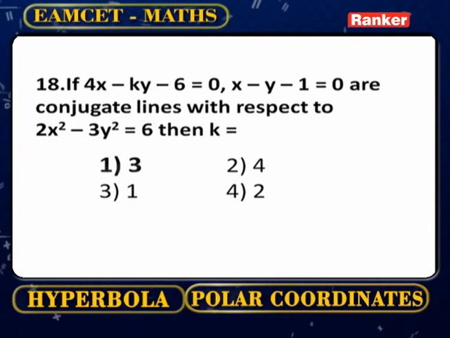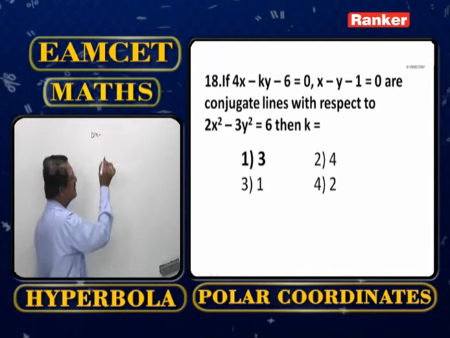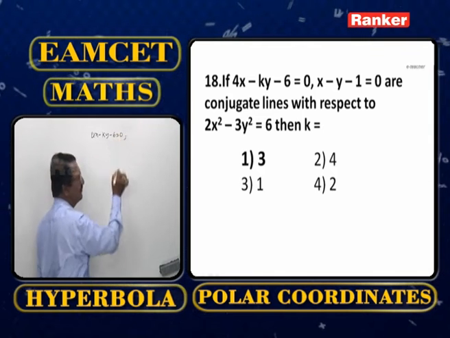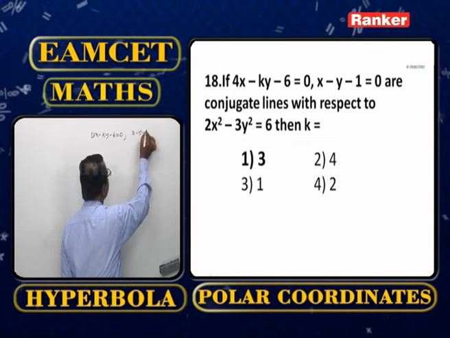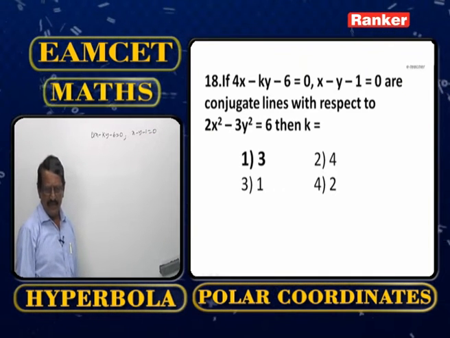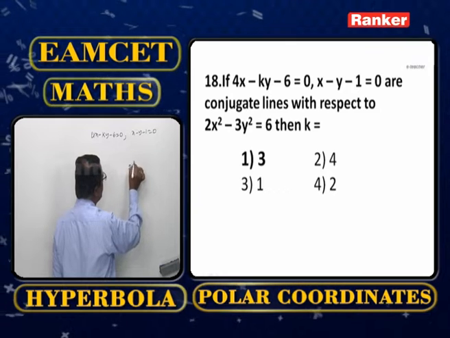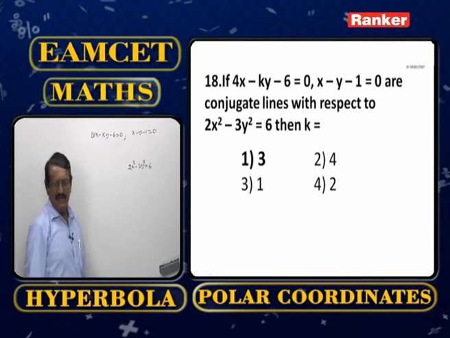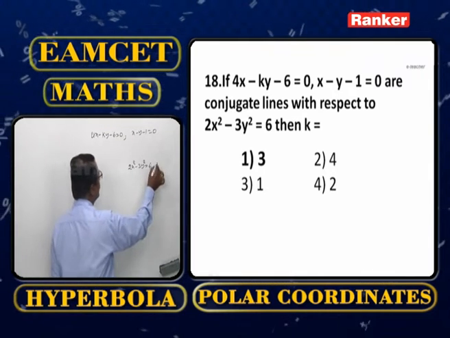If the lines 4x minus ky minus 6 equals to 0 and x minus y minus 1 equals to 0 are conjugate with respect to the hyperbola 2x square minus 3y square equals to 6, then k equals to? We require the value of k.